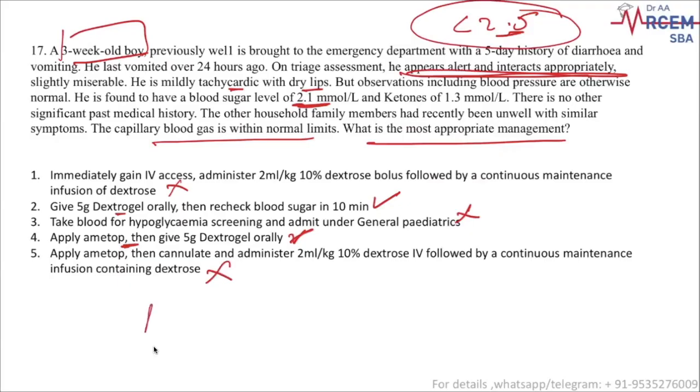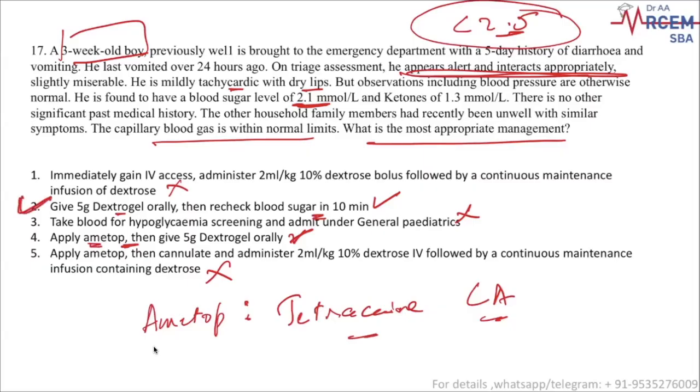In option 2, there is something mentioned as Ametop. What is Ametop? Ametop is a local anesthetic. It basically has tetracaine. It is a local anesthetic which is usually applied over the skin in the pediatric age group so that they can easily cannulate the patient. What is more required? Does this patient require a cannula or checking the sugar levels after 10 minutes? Checking the sugar levels after 10 minutes is more important. It's mentioned in the NICE guidelines. That's why option 2 is the most appropriate option. So select option 2.